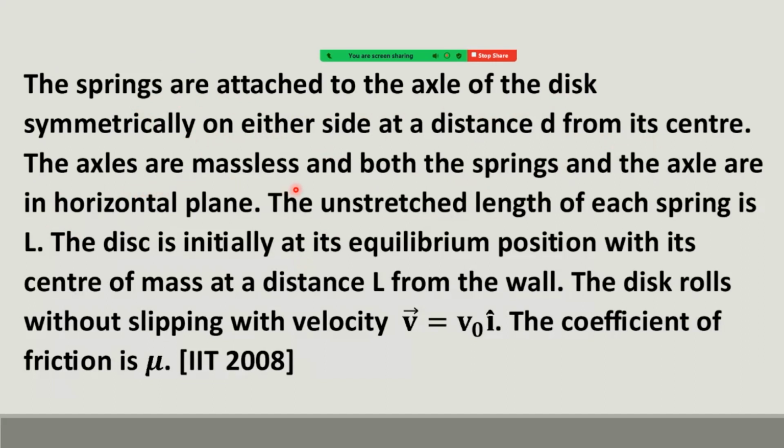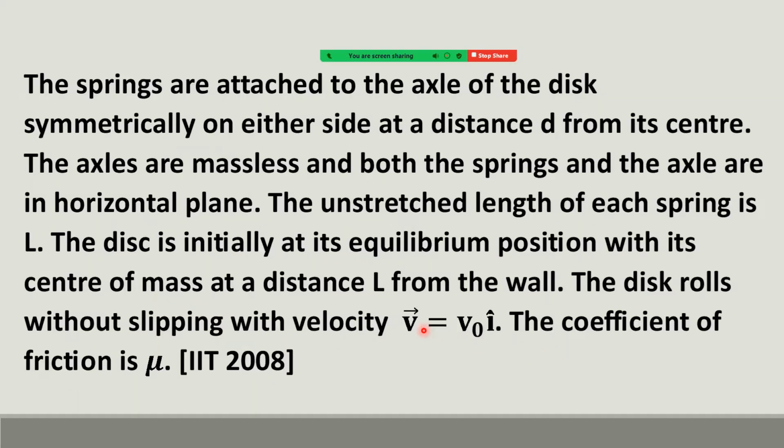The axles are massless and both the springs and the axle are in horizontal plane. The unstretched length of each spring is L. The disk is initially at its equilibrium position with its center of mass at a distance L from the wall. The disk rolls without slipping with velocity v bar equal to v naught i cap. The coefficient of friction is mu.